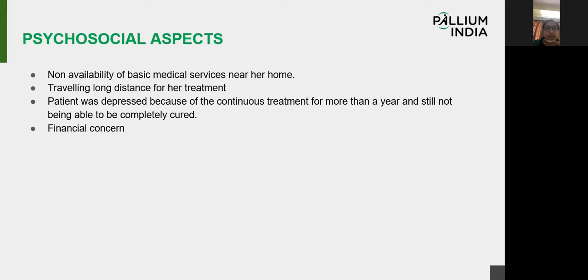Psychosocial aspects: the patient belongs to a far-flung area, there is non-availability of basic medical services near her home, and she travels long distances for her treatment. The patient was depressed because of the continuous treatment for more than a year and still not being completely cured. There were also some financial concerns. The treatment cost is covered under the Ayushman Bharat scheme, though while she travels long distances and attends the OPDs, the stay was also a concern.